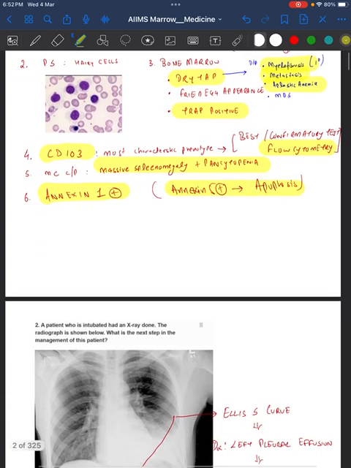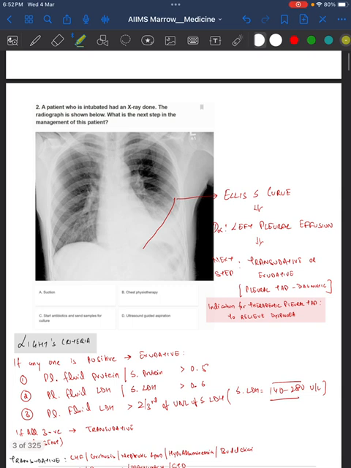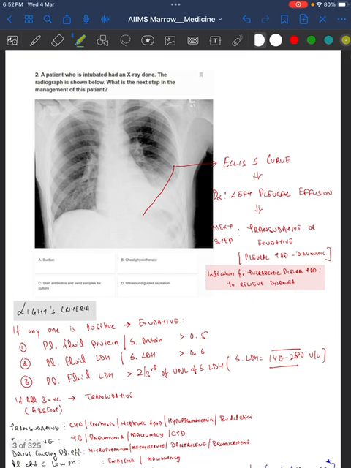Then coming to the next question. So this was again an image based question which is clearly showing this Ellis S curve. This is your Ellis S curve. This Ellis S curve is diagnostic of pleural effusion. So we were asked what is the next step in the management of the patient.